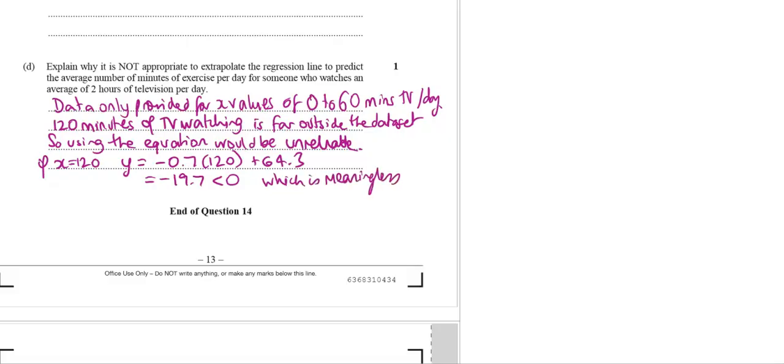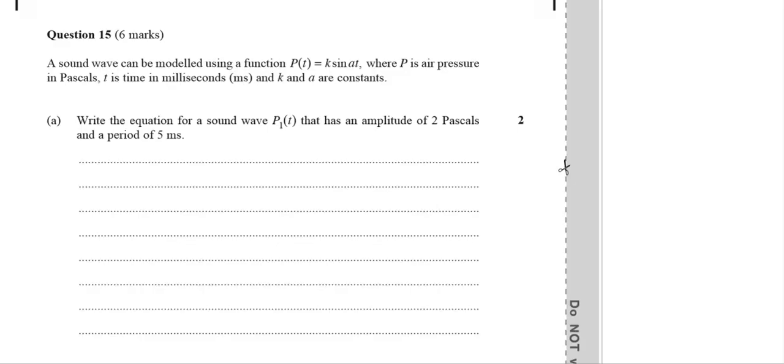Question 15. A sound wave can be modelled using a function P of t equals k sine at, where P is air pressure in pascals, t is time in milliseconds, ms, and k and a are constants. Part A. Write the equation for a sound wave P1 of t that has amplitude of 2 pascals and a period of 5 milliseconds. Pause here to try yourself.